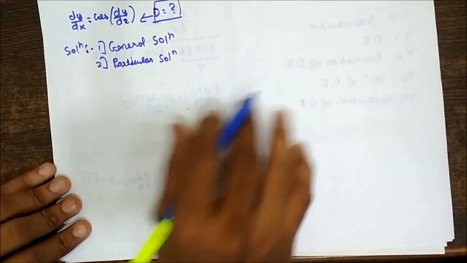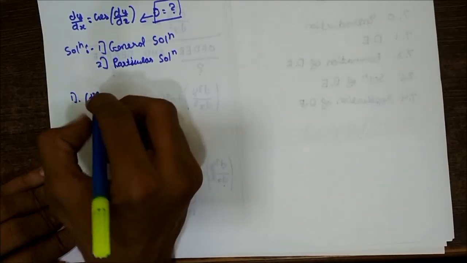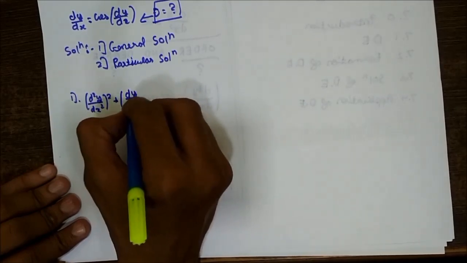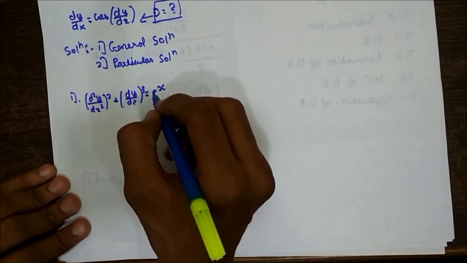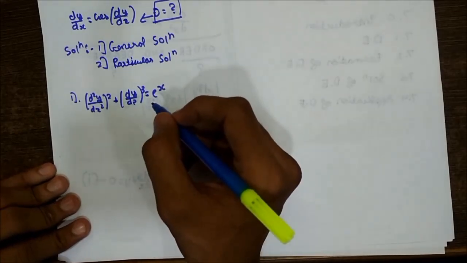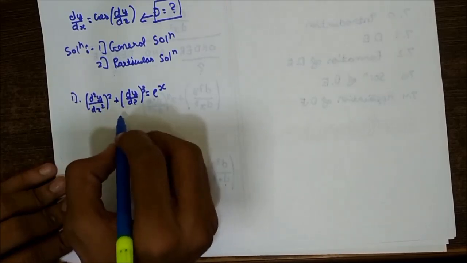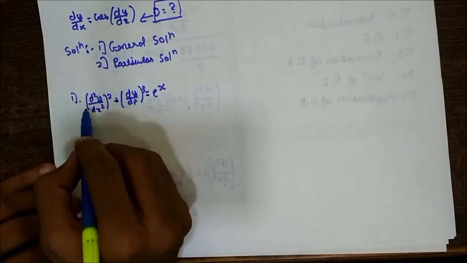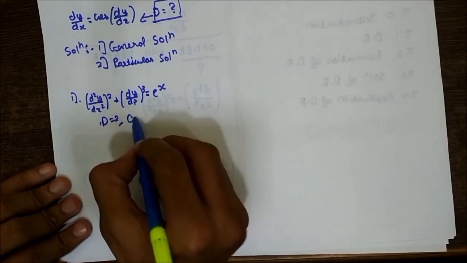We'll take some examples. Say for example, (d square y upon dx square) the whole square plus (dy by dx) the whole cube is equal to e raised to x. So we have to determine the order and the degree of each of the following differential equations. The solution would be, by definition of degree and order, the degree would be 2 and the order will be 2. Why will the degree be 2? Because 2 is the highest order derivative and the power of that highest order derivative is 2. So your degree will be 2 and order will be 2.